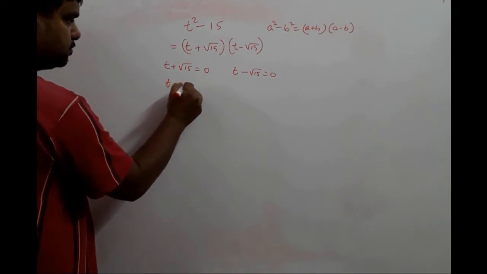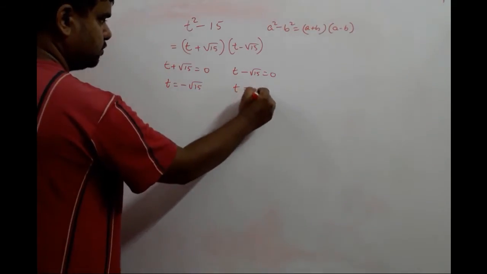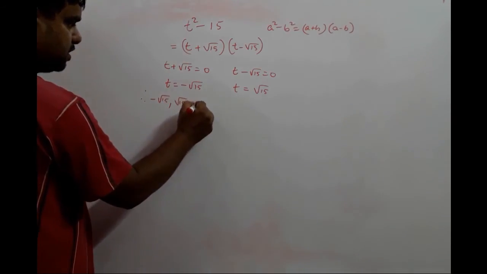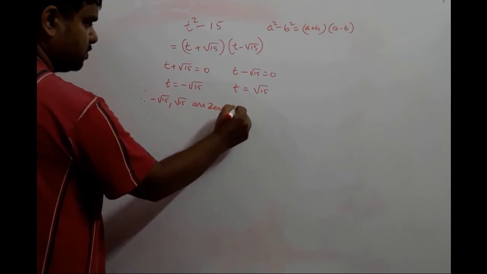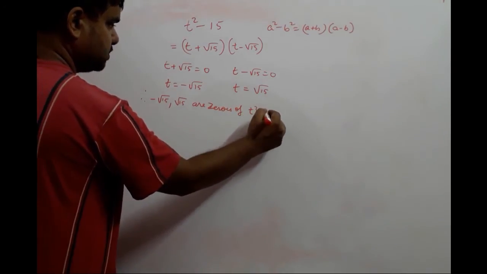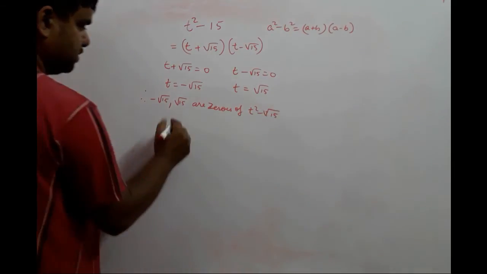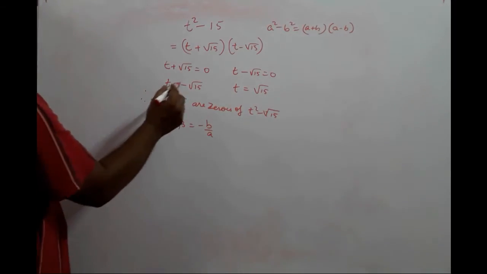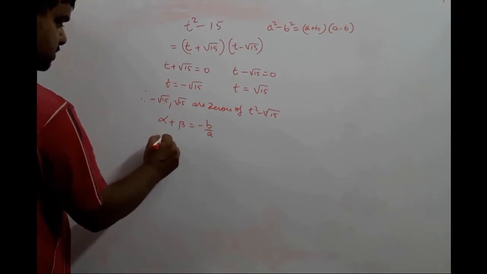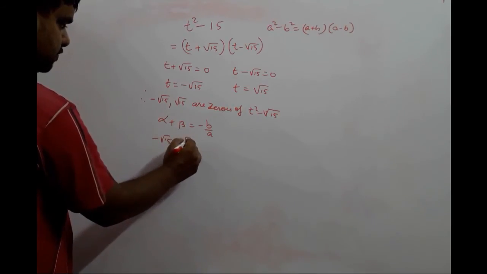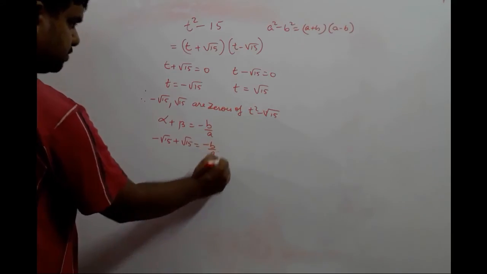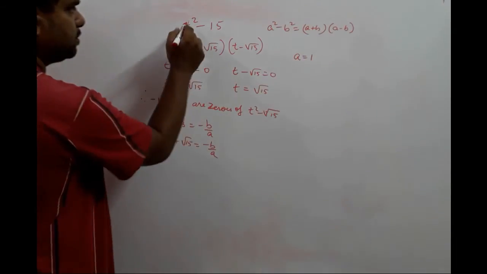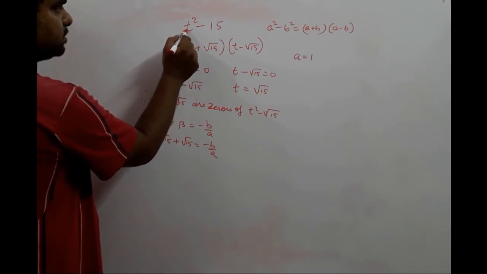So we will get t equal to minus root 15 and t equal to root 15. Therefore, minus root 15 and root 15 are zeros of t square minus 15. Now to verify, alpha plus beta equal to minus b upon a. Alpha is minus root 15 and beta is root 15, equal to minus b upon a. Let's put down what is a. So over here a is equal to 1 because the coefficient of t square is 1.